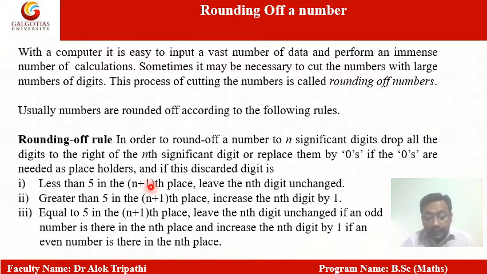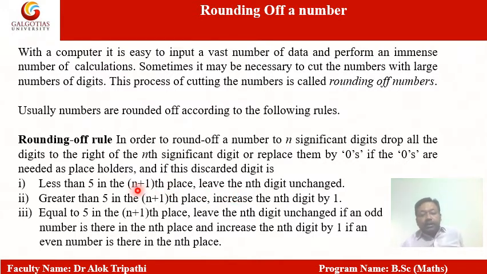Now in the n plus 1th place, we have to check the n plus 1th place. What is the value of n in this case? The value of n is 4. Therefore, we will check the 5th place of this number. At the 5th place, we are getting 6 here. Okay. Now see the rules. Less than 5 in the n plus 1th place, but in our number, we are having a number greater than 5. We are having 6, which is greater than 5.